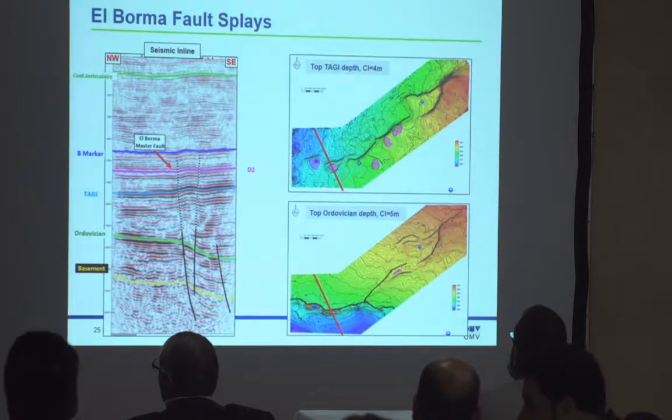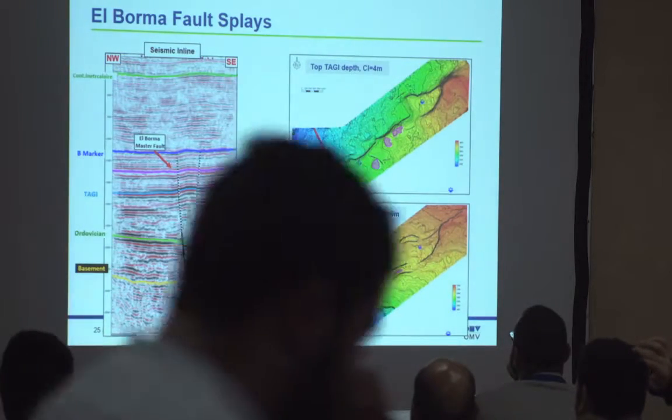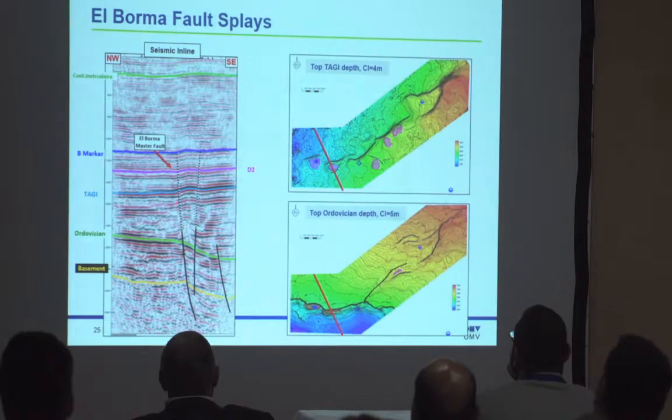So close to the northeast-southeast branch, we can see we still have some normal faulting at the basement, but the normal throw is a little bit less expressed, and we have more robust compression at the Tagi level and at the shallowest intervals.